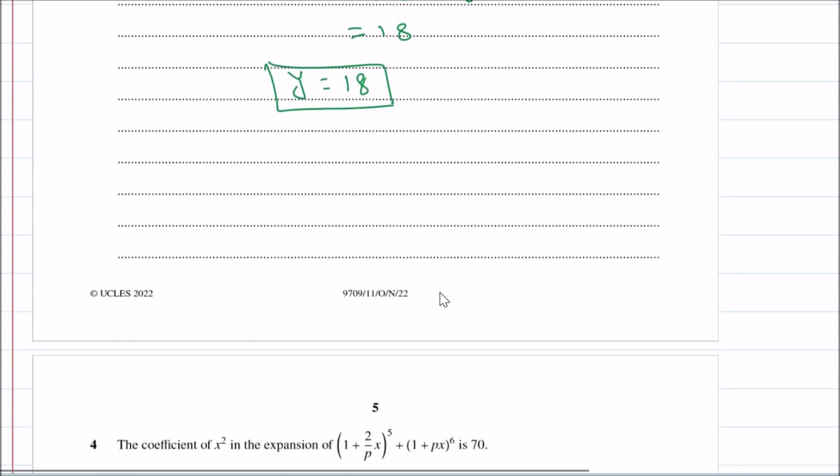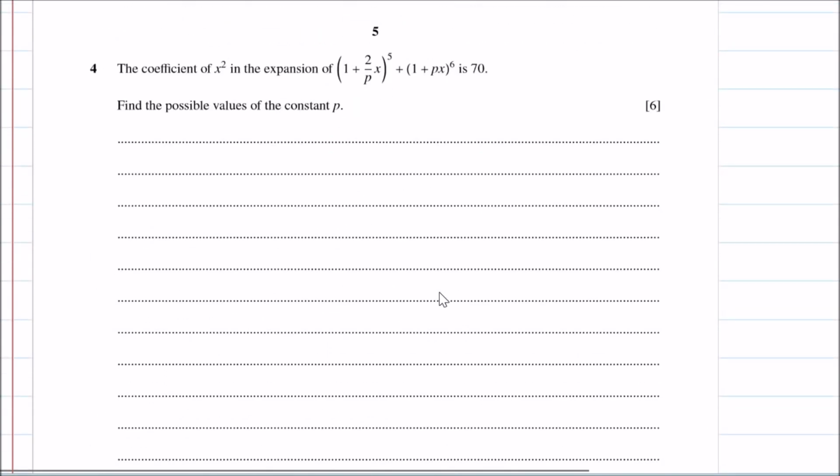So we are done with this. Let's go to the next question. Question number 4. This is from binomial expansion. It says the coefficient of x square in the expansion of (1 plus 2 by p x) to the power 5 plus (1 plus px) to the power 6 is 70. So what we have here? We have coefficient of x square 70. What does it mean? We need to find the term with x square of both the binomials. Here there are two binomials given.